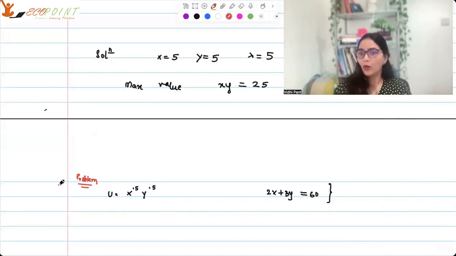In fact, why don't you guys just try out this problem that I just discussed with you, to understand why Lagrange is important. Say u is x to the power 0.5, y to the power 0.5, and your budget constraint is 2x plus 3y equals 60. Try to find out the solution to this, and we can discuss some more questions like this in the next video.